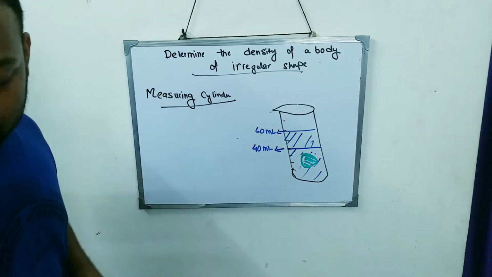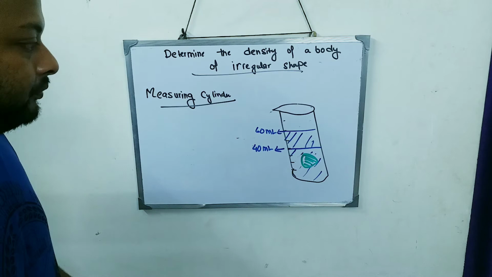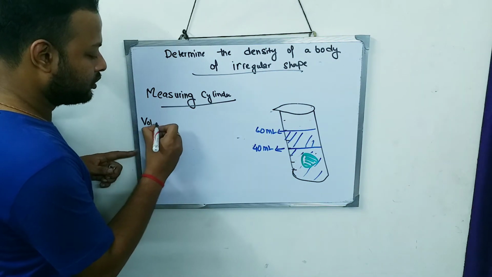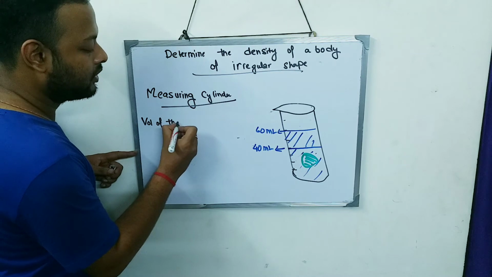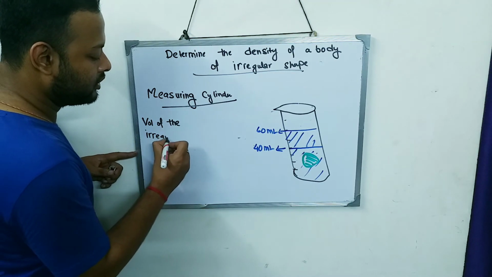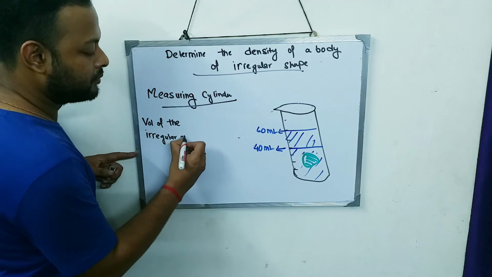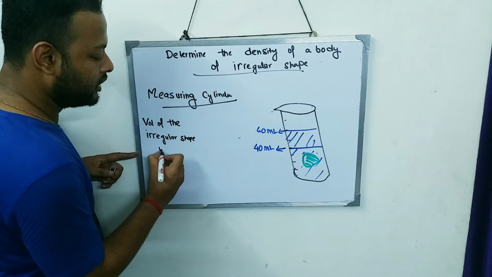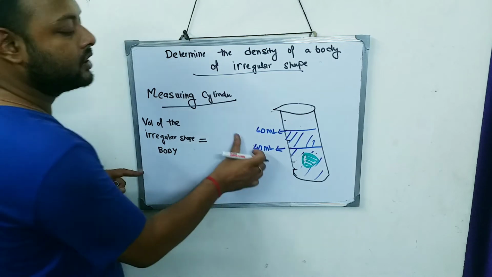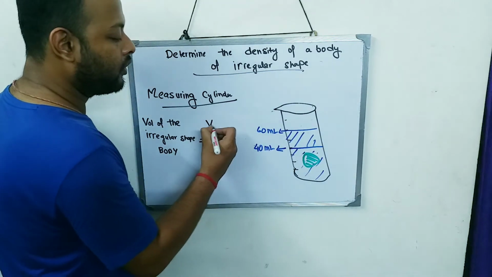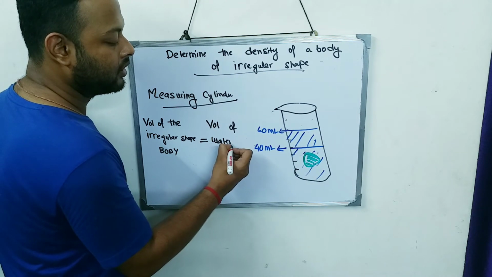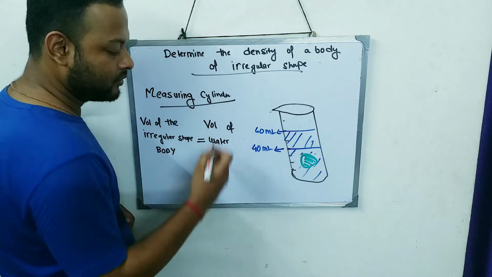So I'm writing over here, volume of the irregular shaped body is equal to the volume of water increased.